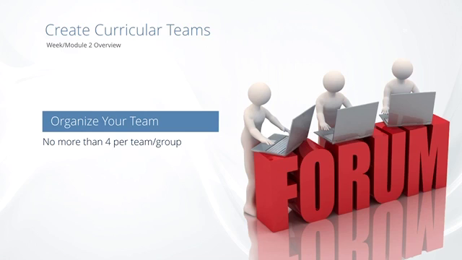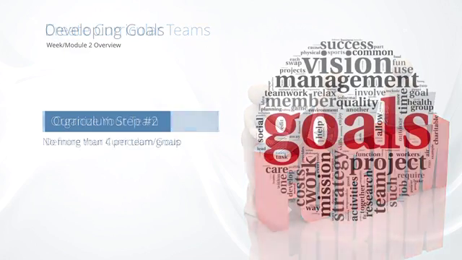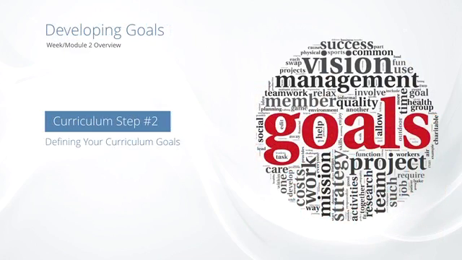So what about this step number 2? Step number 2 in the curriculum development process is defining your curriculum goals, and I have posted some written documentation for this step as well as a video to help you understand how to complete it. And here is where things begin to get a little bit complicated. The first part of this step will be completed individually, so each person needs to submit their own assignment.